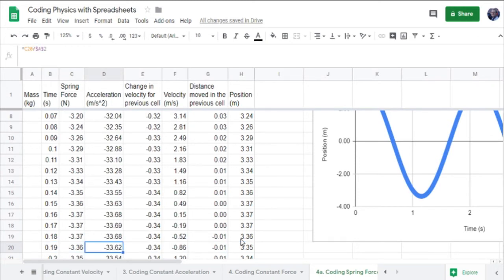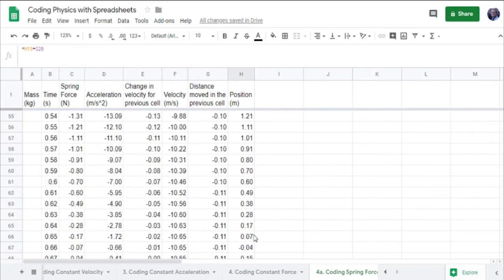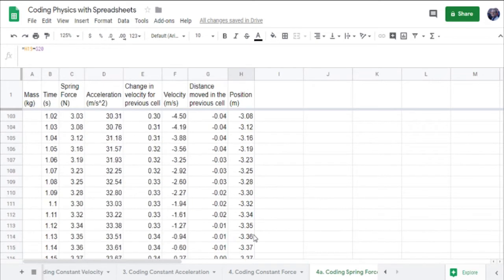You have a negative acceleration. You have a negative change in velocity. Your velocity ends up being negative, which means your position has to start to decrease. But then when your position decreases, eventually you get down to a large negative. Down here, this negative 3.37. That means you've got a large positive force, which means you're going to have a strong positive change in velocity.